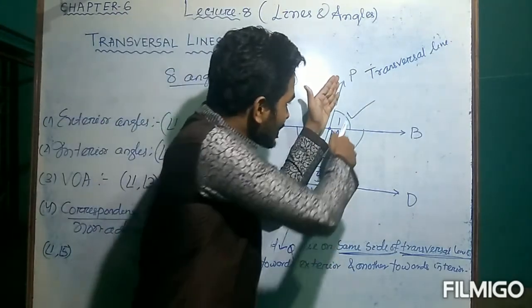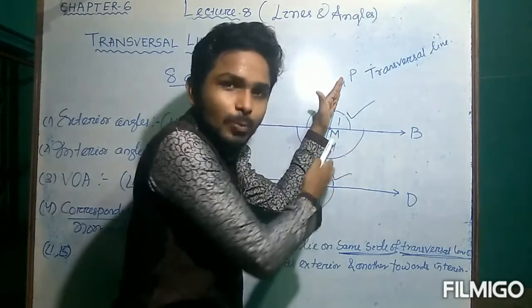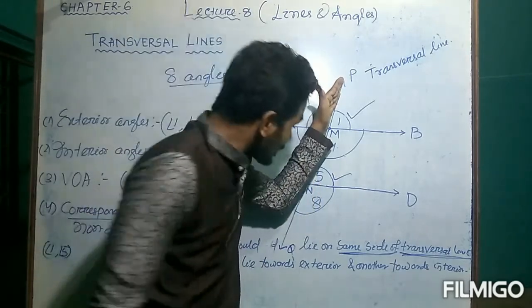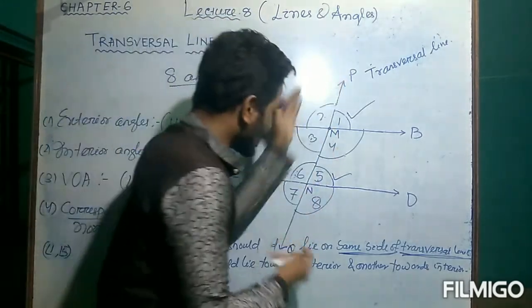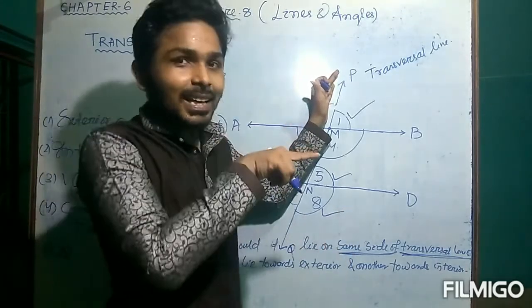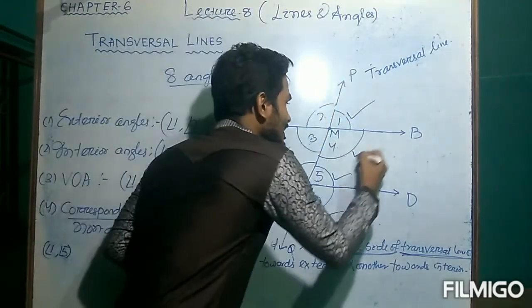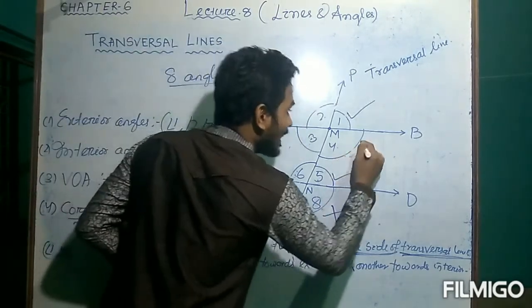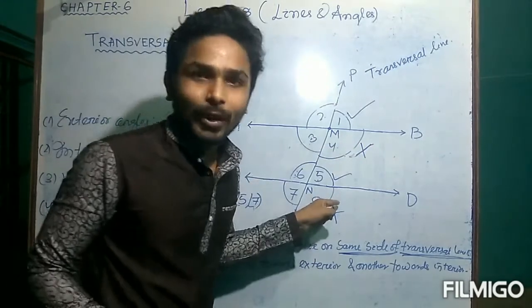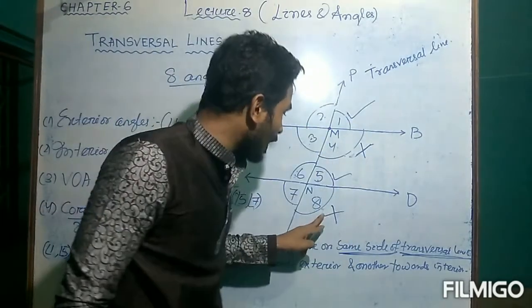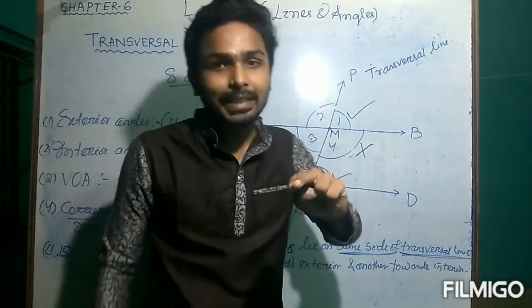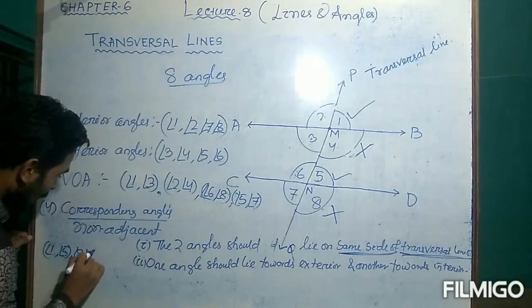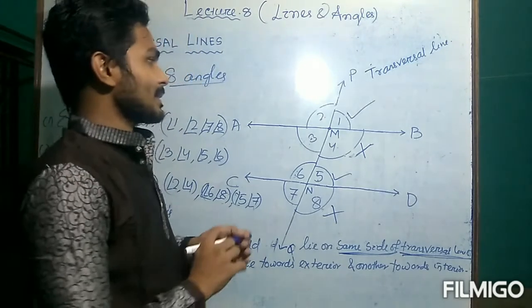Next, again consider the four angles towards this direction. Angle 8 also lies towards the exterior side. Now consider the other angle which lies towards the interior side. So angle 8 and angle 4 are also corresponding, because they lie on the same side, one towards the exterior and one towards the interior. So angle 8 and angle 4 are also corresponding angles.